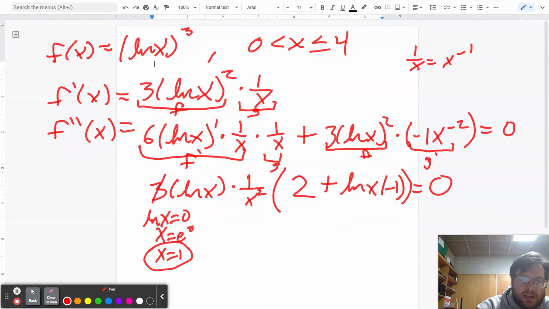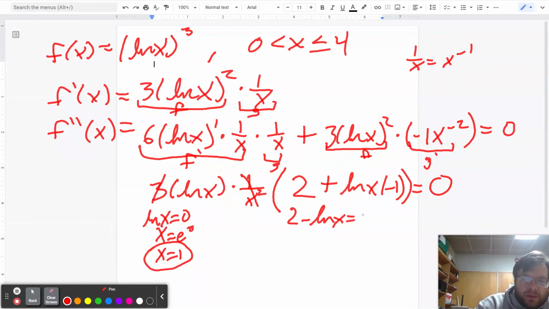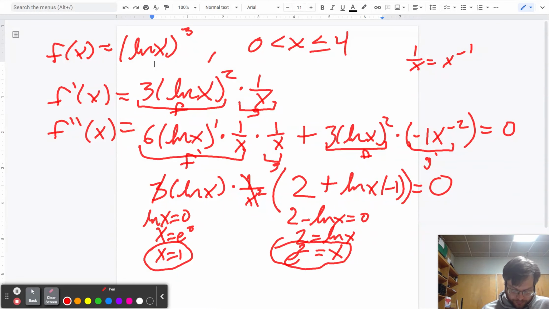So let's save that. 1 over x can't equal 0. And then the other one is 2 minus natural log of x equals 0. 2 equals natural log of x, so x is equal to e squared. So we have 2 different points that could be points of inflection.